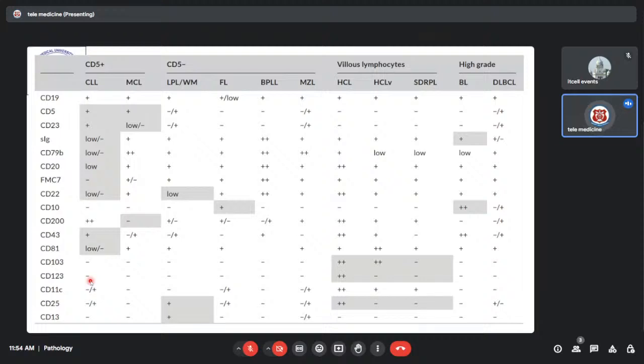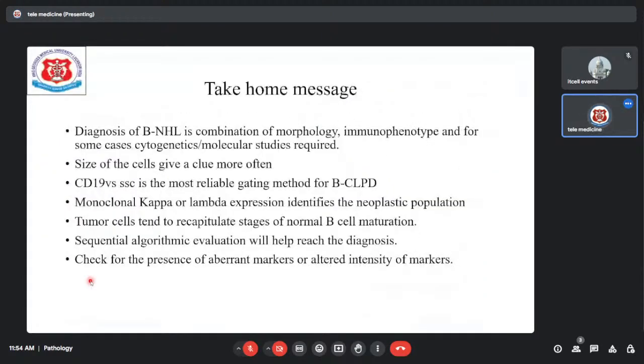Markers by various neoplasms, B cell neoplasms. So the take home message is that diagnosis of B-NHL is a combination of history, morphology, immunophenotype, and in some cases requiring cytogenetic and molecular assessment. You can get a clue about the size of the cell based on your scatter.